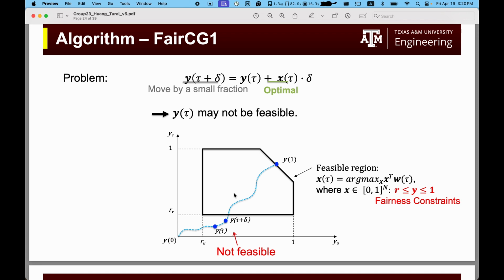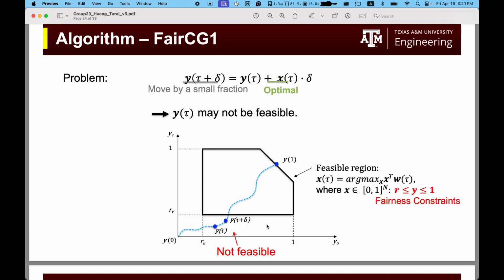So let's think about the algorithm. In the beginning, we initialize the 0 value, so it is possible that some data are not in the feasible region. For example, we can see that the data point Y of tau is not in the feasible region. And because we only update the data by a small fraction, it is possible that the next step of the data is still not in the feasible region.